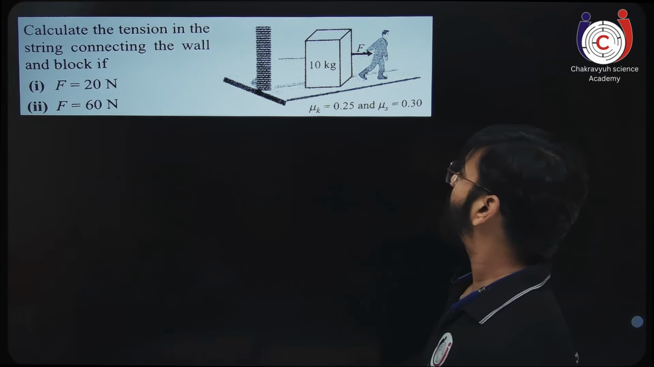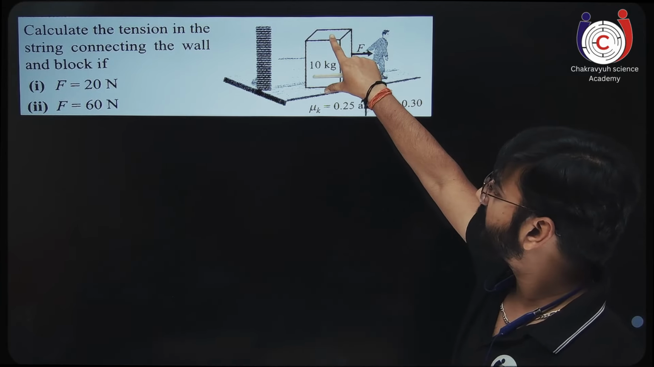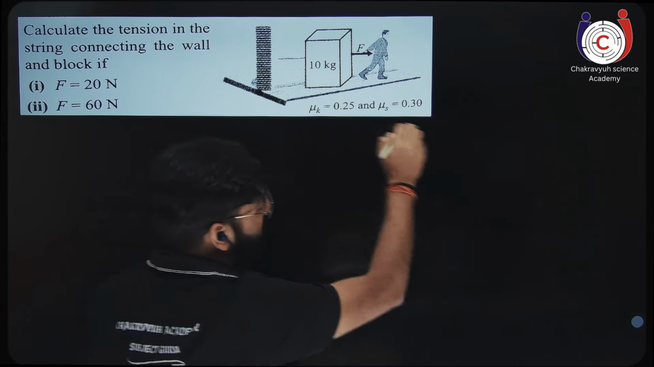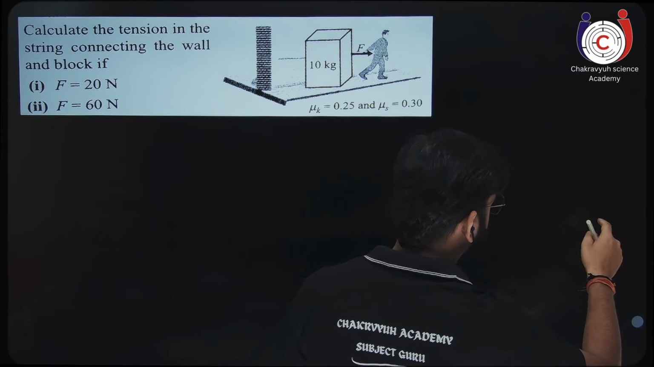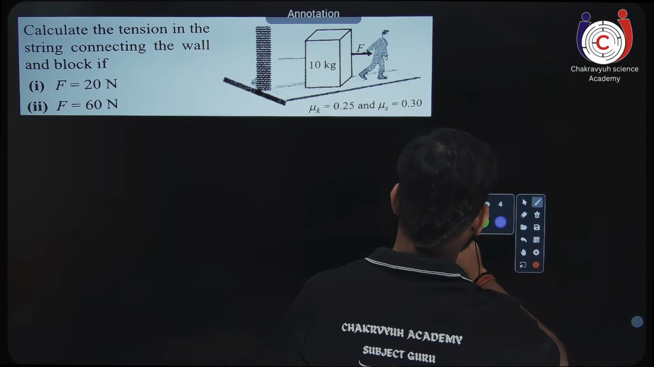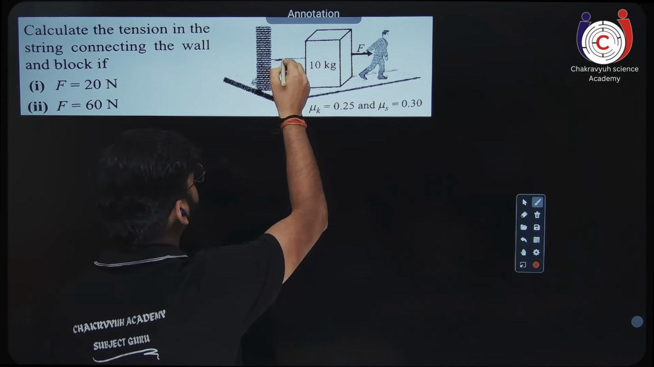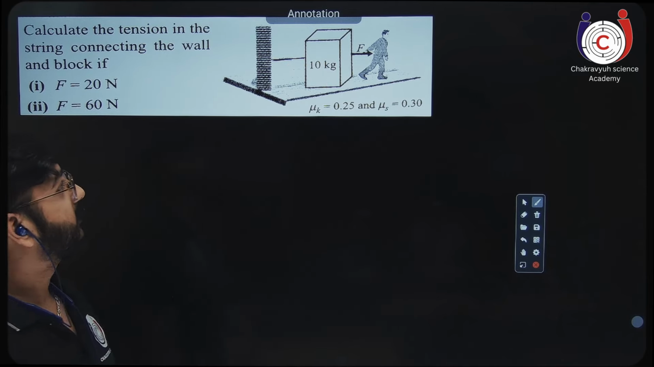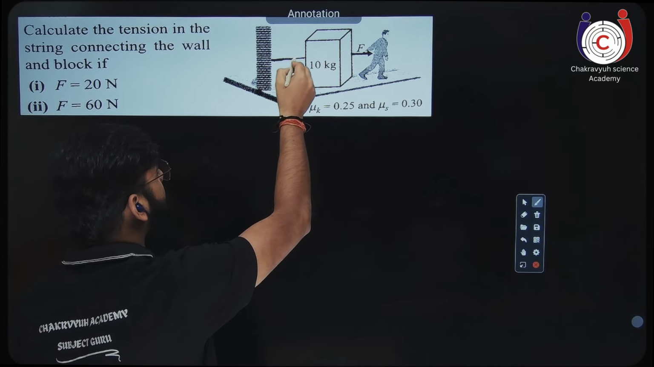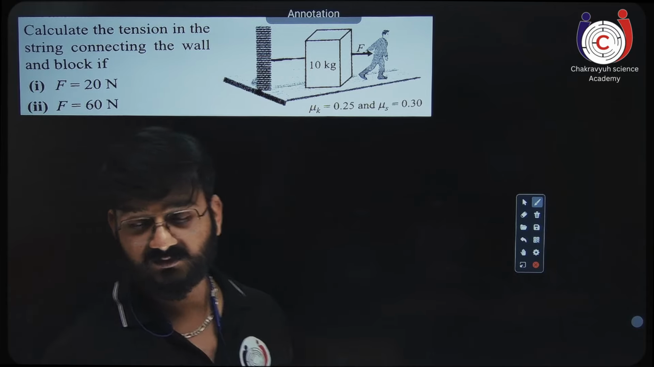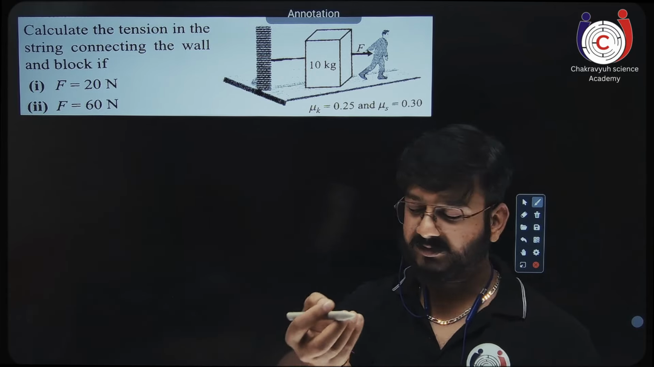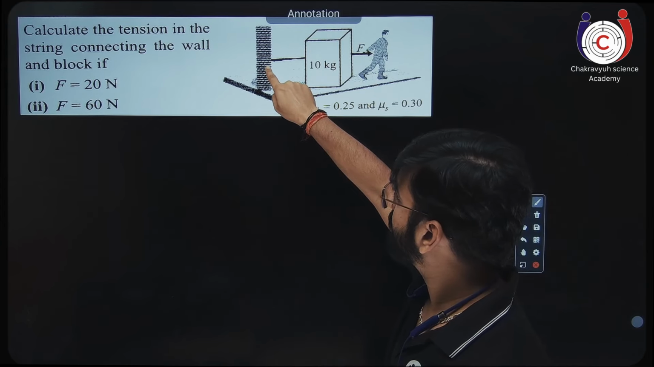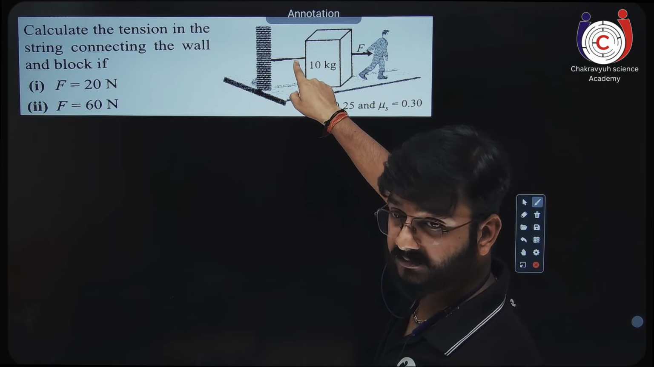So what is this figure? There is a block of 10 kg and the block is connected to this wall or support with a string. This is the string. It is just connected. All of you just answer a few questions. Just give me 1 minute to answer a few questions. This block is connected to this wall through a string.